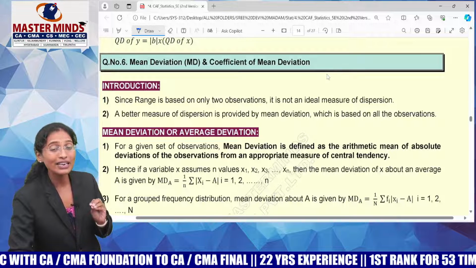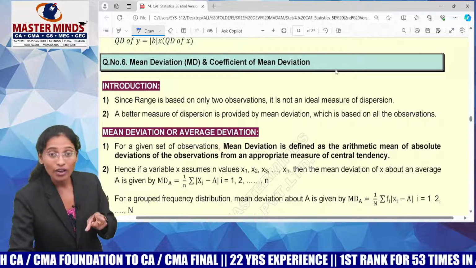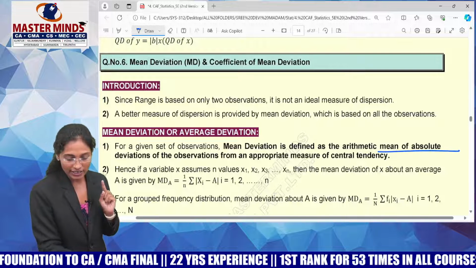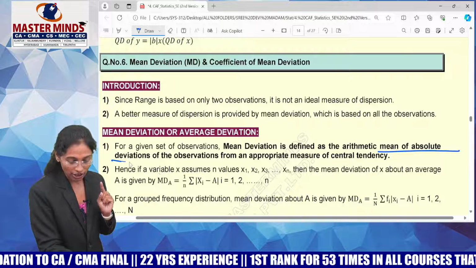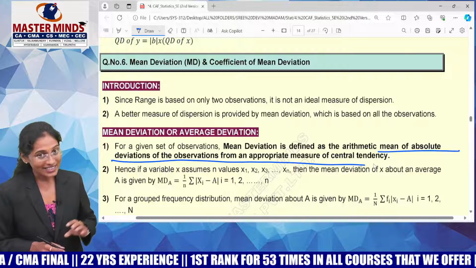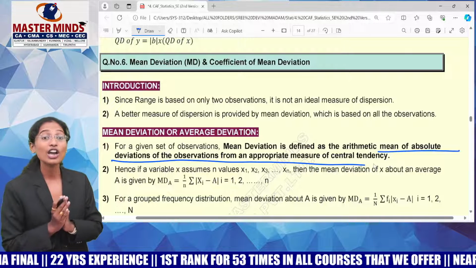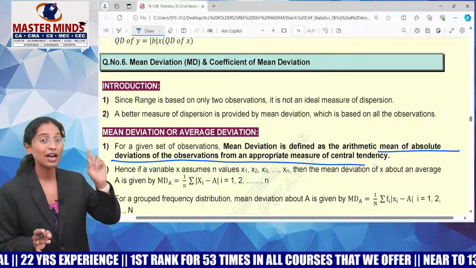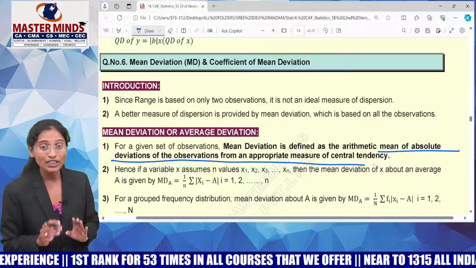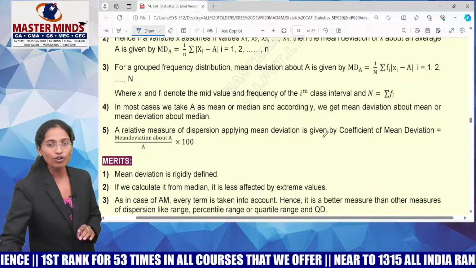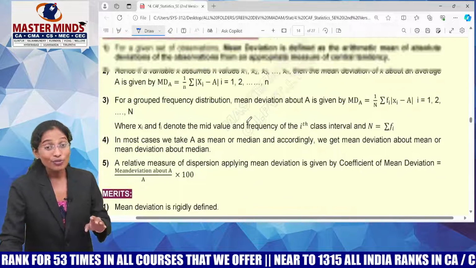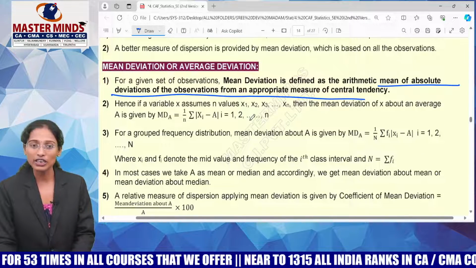What is the definition of mean deviation, guys? Mean of absolute deviations from any measure of central tendency. So guys, range and quartile deviation are not based upon all observations, but mean deviation is a better measure as it is based upon all the observations. So I have provided you all the formulas that are related to mean deviation, guys. So this is the introduction to mean deviation.